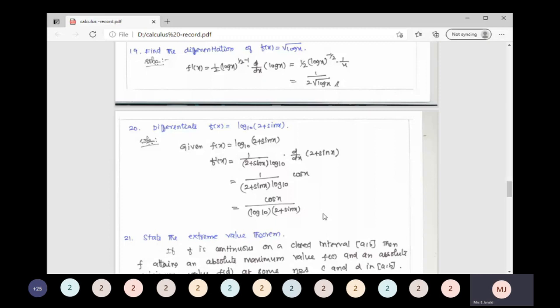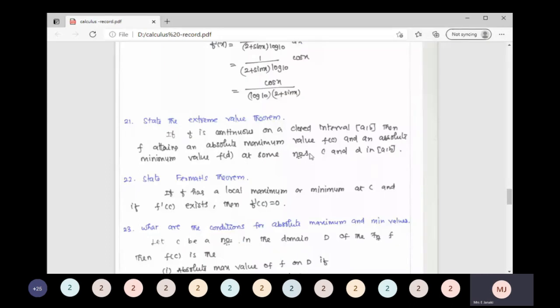To find the extreme value. Extremum value means either maximum value or minimum value. If f is continuous on the closed interval [a, b], then f attains an absolute maximum value f(c) and an absolute minimum value f(d) at some numbers c and d in [a, b]. This is called the extreme value theorem.